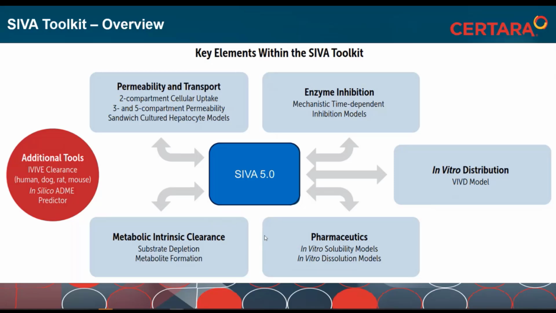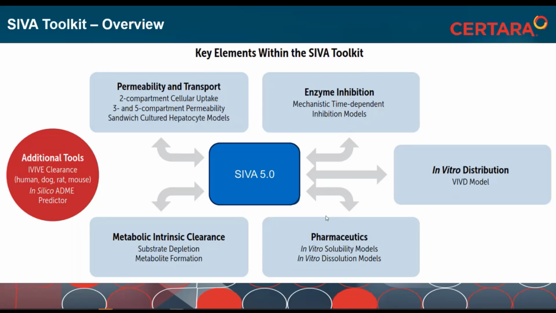The recent version of SIVA, released last year in August, is SIVA version 5. SIVA is a statistical software. It has a statistical core with a very powerful parameter estimation tool. It has several modules, starting from module 1, the permeability and transport module. Different models are available: the 2-compartment cellular uptake model, the 3 or 5 compartmental permeability model, and the MECP model. In the other modules, we have enzyme inhibition and mechanistic time-dependent inhibitor models.